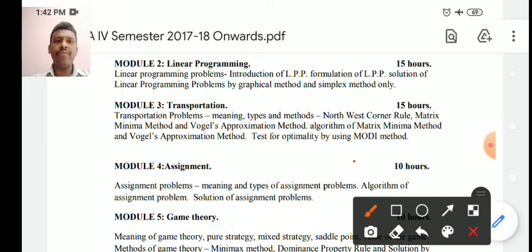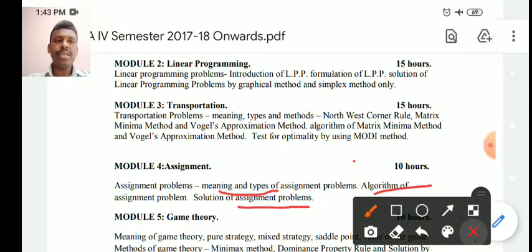Under assignment, we will study the meaning of assignment and the different types of assignment problems, the algorithm that is used for solving an assignment problem, and we will solve some numericals on assignment problems. This deals with assigning jobs to various machines, so that resources can be used efficiently. It also deals with assigning jobs to various salesmen and employees, and how it can be done efficiently.